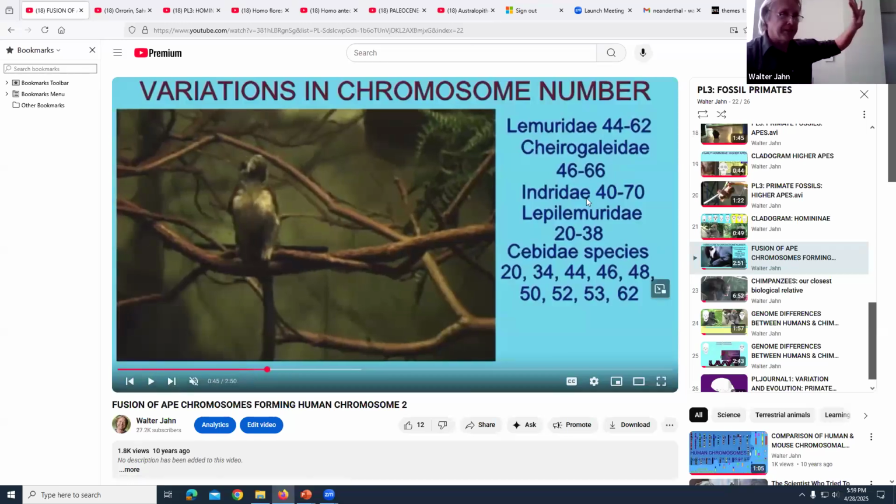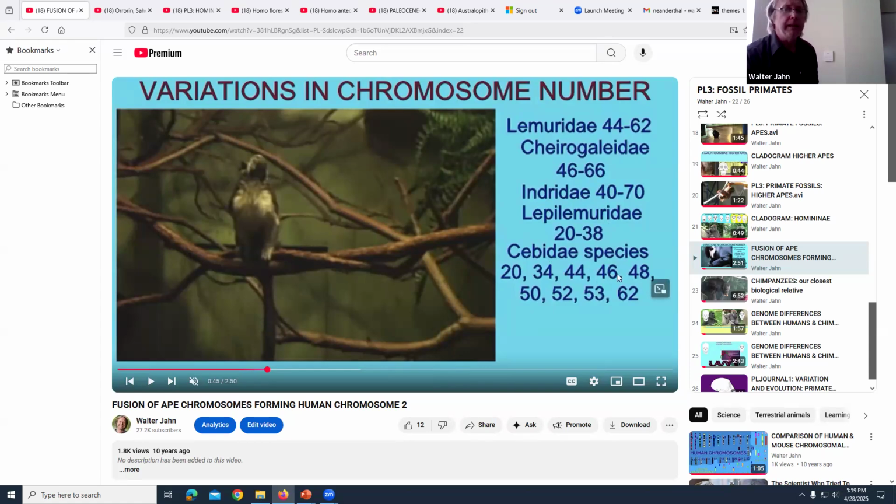There are 4 families of lemurs. This family, some have 44 chromosomes, some have 62. This family, some have 46, some have 66. This family, some have 40, some have 70, 20, 38. So within the family, some of the species are not having sex because they have different numbers of chromosomes. Their kids wouldn't turn out all that well, right? That's just within the lemurs.